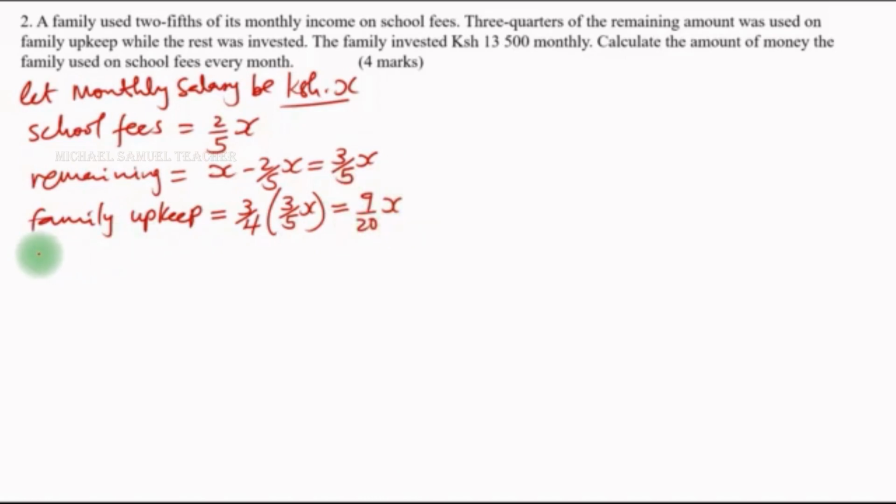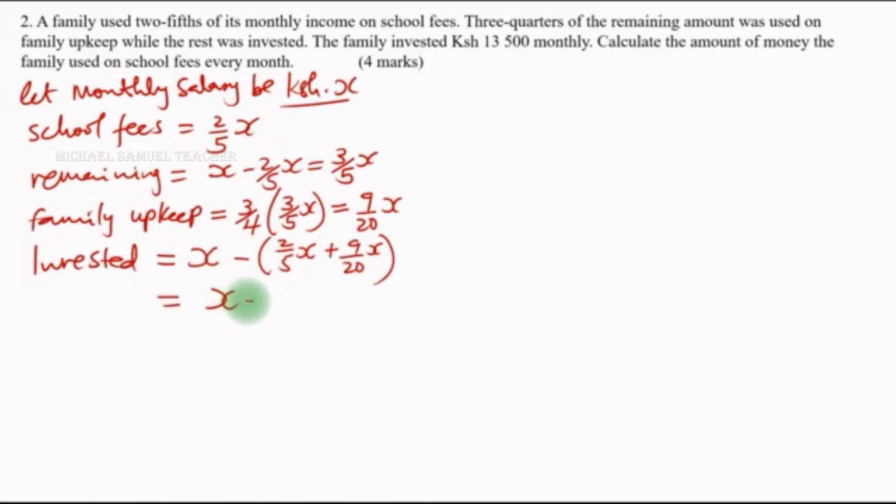So the invested amount: the rest was invested. So we want to see how much was invested. It will be x minus what was used on school fees, 2 over 5x, plus 9 over 20x. This will be the same as x minus 17 over 20x, and if we subtract, we get 3 over 20 of x.